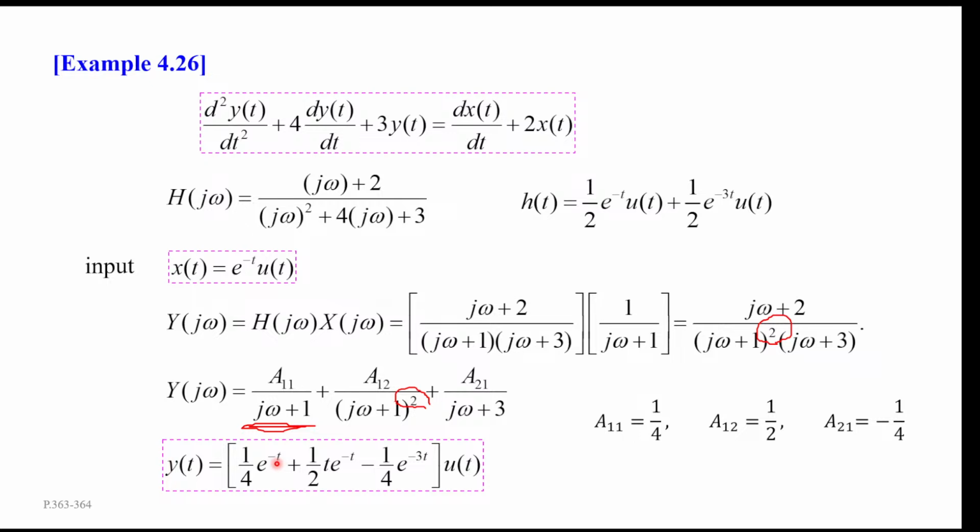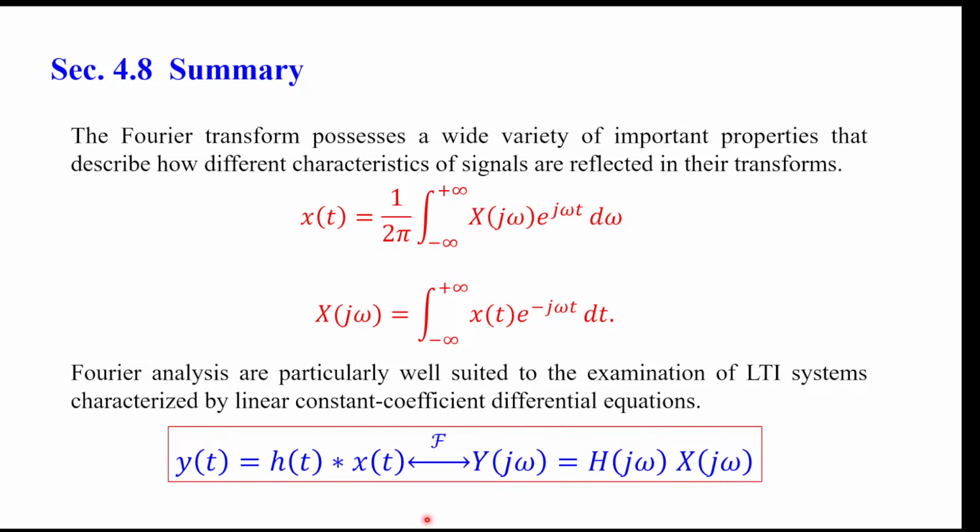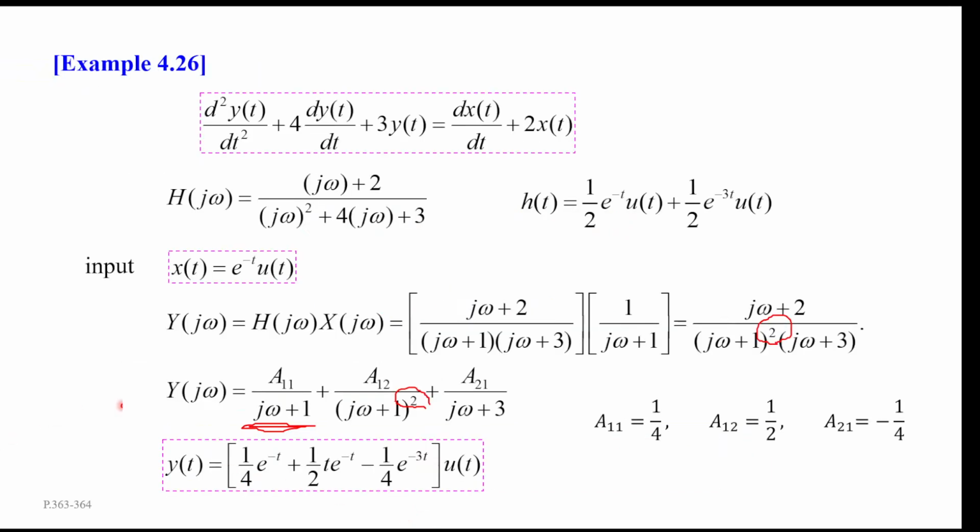Okay. And yeah, so that's how we get the output by going to the frequency domain, doing multiplication and the partial fraction expansion, and just inverse Fourier transform. Okay, and I guess this is basically the end of chapter 4. So we will end early today, but there is something we'll talk about here.